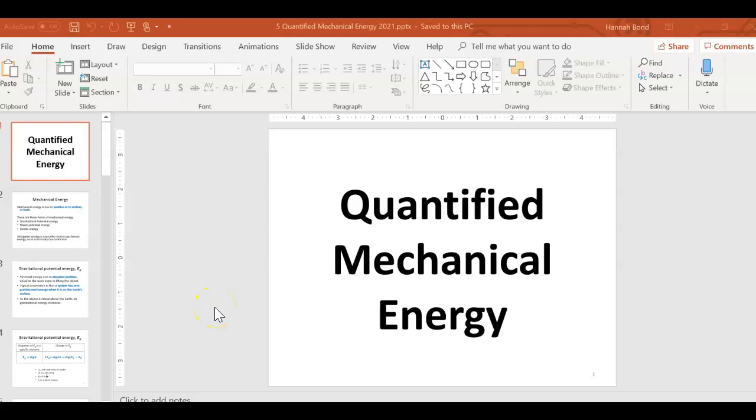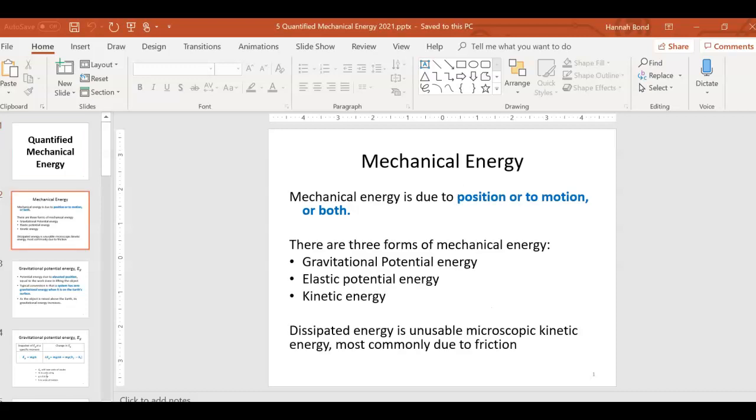This webcast talks about how to calculate and quantify the amounts of mechanical energy that either redistribute within a system or are transferred to or out of a system. So we're talking about mechanical energies, which we've talked about before. Mechanical energy is due to position or motion or both. And the primary forms of mechanical energy are gravitational potential energy, elastic potential energy, and kinetic energy.